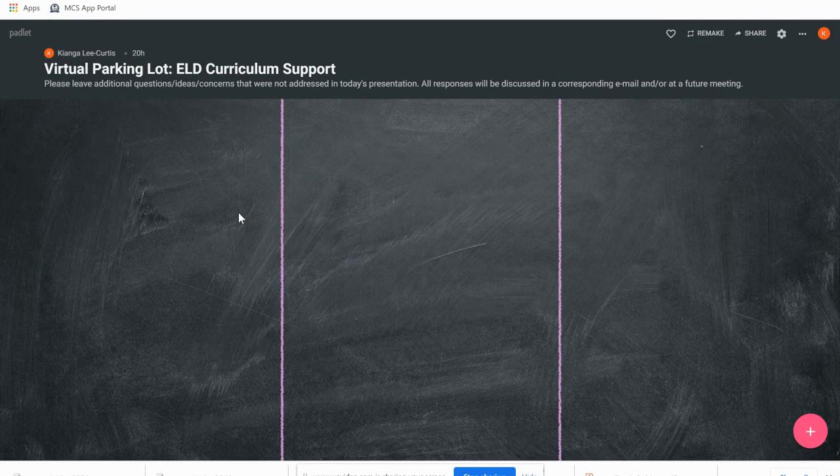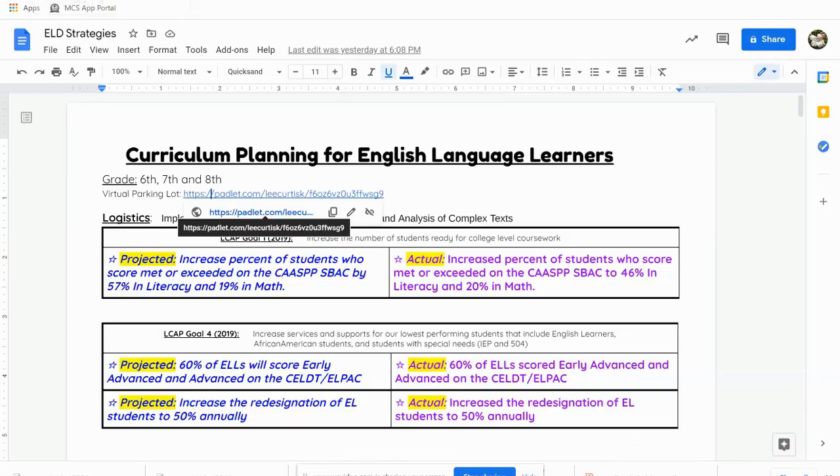So, ELD curriculum support: I've asked you to leave additional questions and ideas. You may even have some things I have not spoken of, or concerns that were not addressed in my presentation. Please put your responses in this Padlet, and I will try my best to get back to you in an email or at a future meeting. It may be so great that I actually make it the topic of the next presentation. So please make sure that you add that in this particular space, and I will get back to you at my earliest convenience.